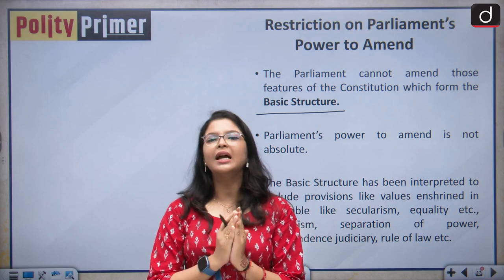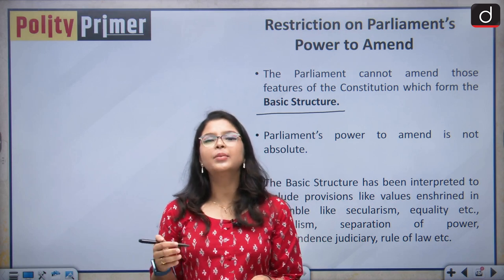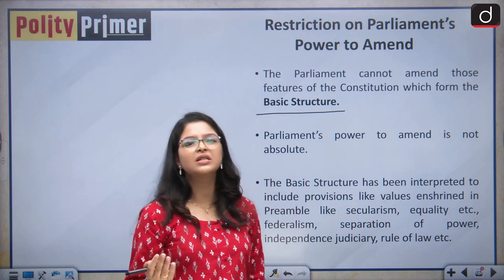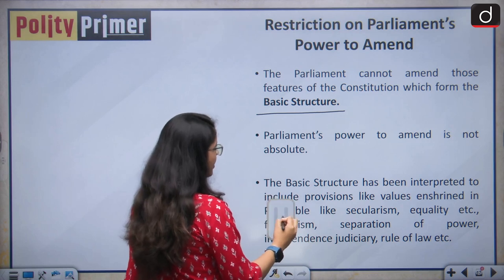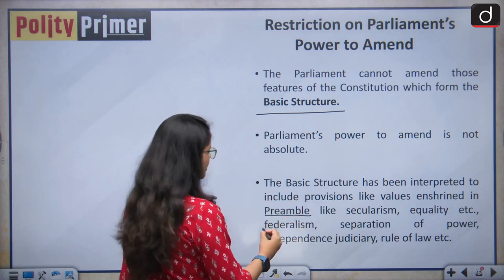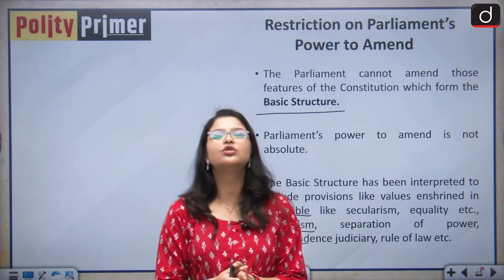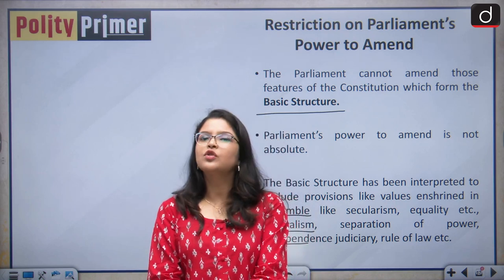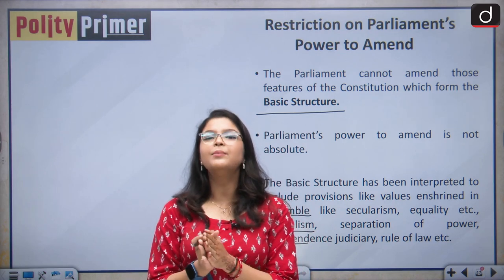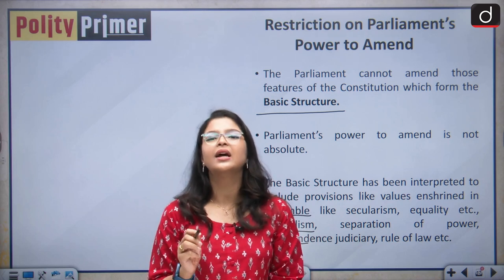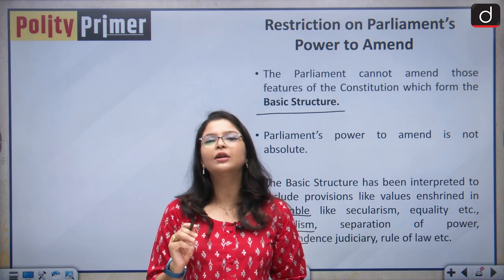Though it is still not clear which of the provisions are placed in the basic structure of our Indian Constitution, they are interpreted time and again by our judiciary. But important provisions that are included in this doctrine are values enshrined in the preamble, like secularism, equality, etc. Then federalism, separation of power, independence of judiciary, judicial review, rule of law, etc. So, these all fall under the basic structure doctrine, and these are those principles which form the bedrock of our Indian Constitution, and that is why the Parliament's amending powers do not extend to amend them. The Parliament is restricted to amend them.